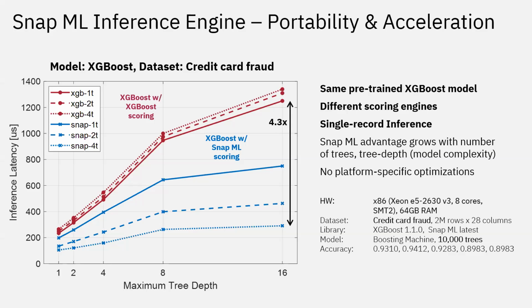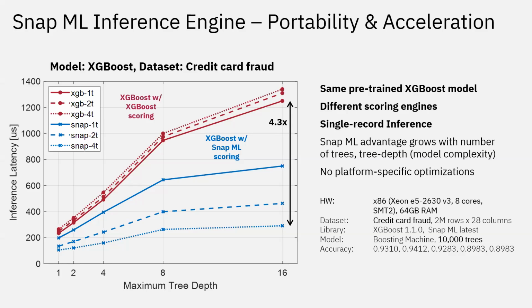So what you see here is a benchmark on the credit card fraud dataset, and we have a model which was pre-trained in XGBoost. On the x-axis is the depth of the tree, and on the y-axis is the inference latency. So this is single record inference. We're scoring a single record at a time and sending it back to the user.